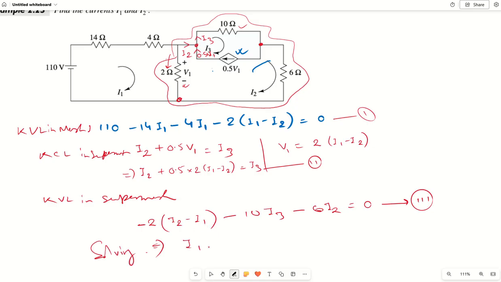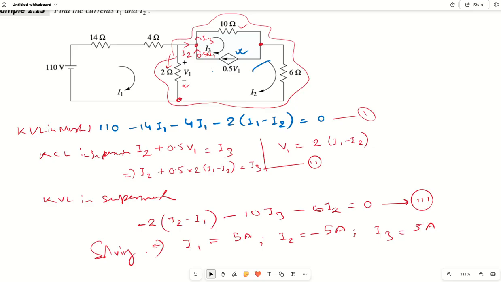I1 equals 5 ampere, I2 equals minus 5 ampere, and I3 equals I1, and I1 equals 5 ampere, so this is also 5 ampere. Okay, so this is as simple as that.